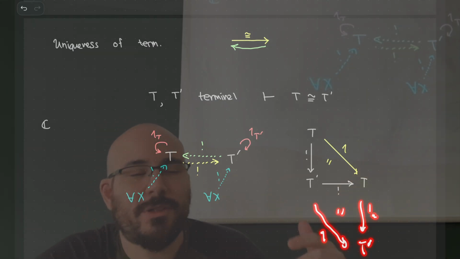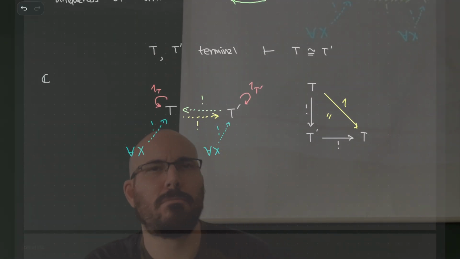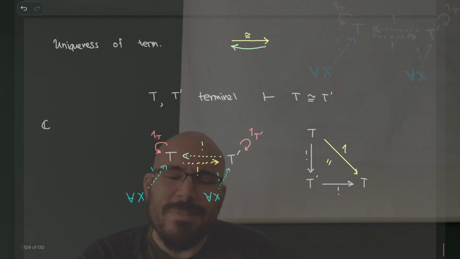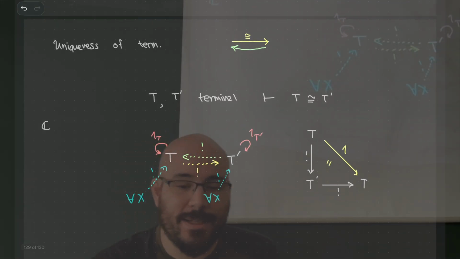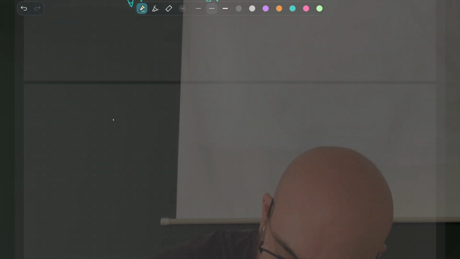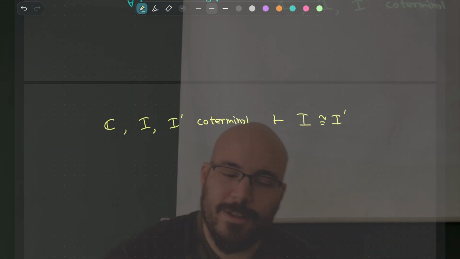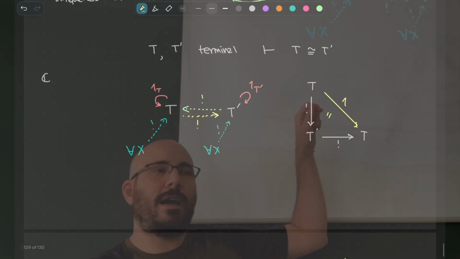Another question is, what about initial objects? Are they unique? Yeah, you get it from the duality principle, but I want to analyze why this holds. What does it mean? I am in a category C, and I have I and I prime that are initial objects. I will call them coterminal here to emphasize my point. Coterminal, it's the same thing. And I want to prove that they are isomorphic.